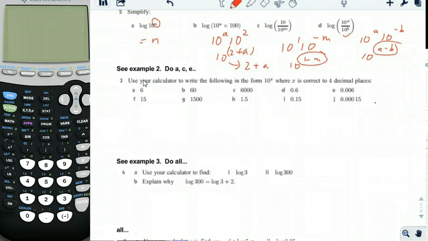Use your calculator to write the following in the form 10 to the x, where x is correct to 4 decimal places. Basically what they're asking you to do is find the log of each of these.